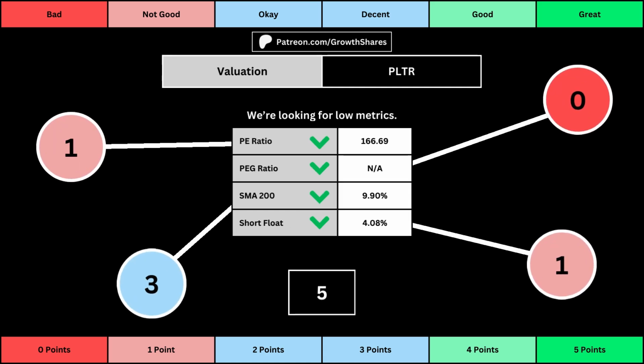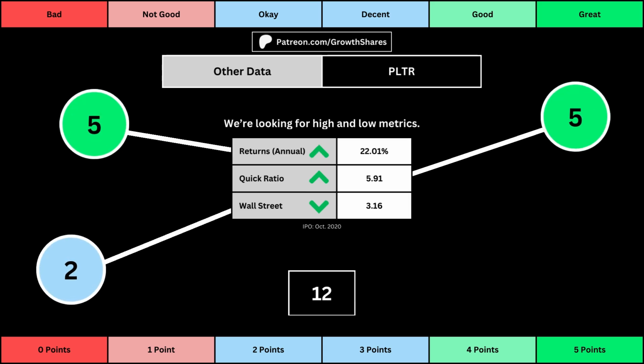This third set of metrics deals with the valuation of the company's stock based on its business. Think of the P/E ratio as a measure of speculation around the stock. We want them low. The PEG ratio adds earnings growth with the P/E ratio. Then the 200-day simple moving average is the average stock price over that period. We want that low because it means we have a cheaper stock price. And then short float is basically how bearish other investors think of the stock. For these 4 metrics, we want the values to be as low as possible. That will give us a higher point total within the bubbles.